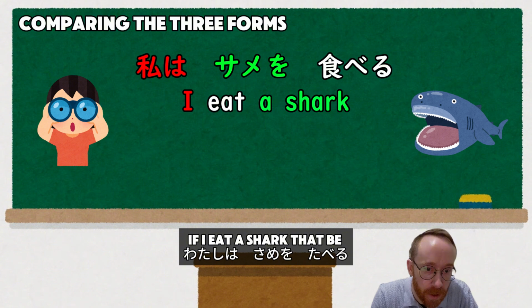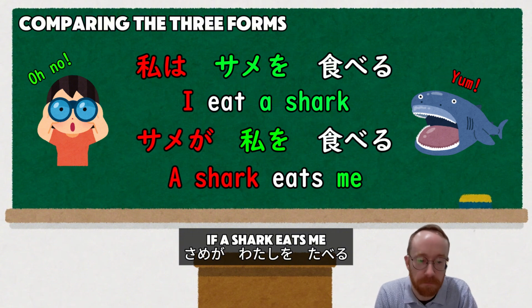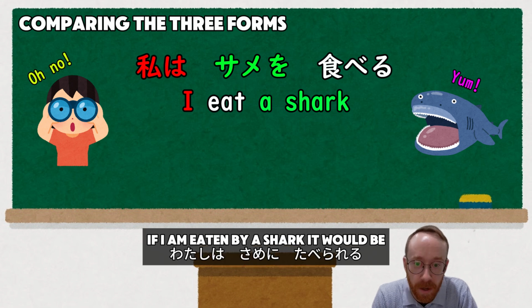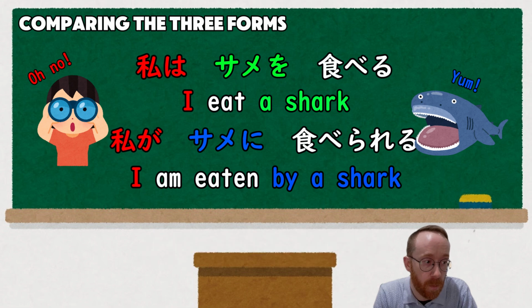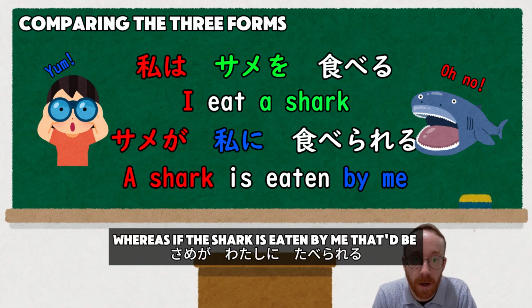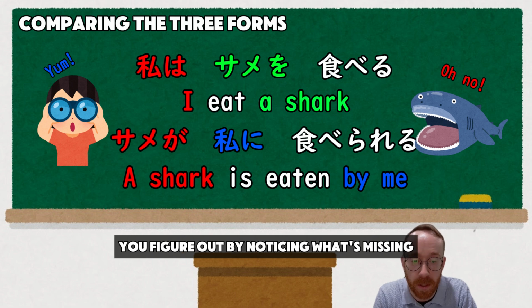If I eat a shark, that'd be watashi wa same o taberu. If a shark eats me, same ga watashi o taberu. Straightforward. If I am eaten by a shark, it would be watashi wa same ni taberareru. Whereas if the shark is eaten by me, that'd be same ga watashi ni taberareru. So if we drop part of the sentence, you figure it out by noticing what's missing.